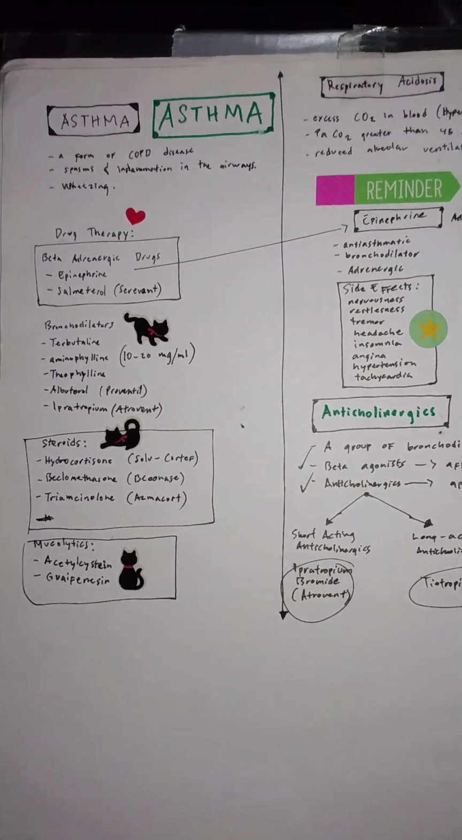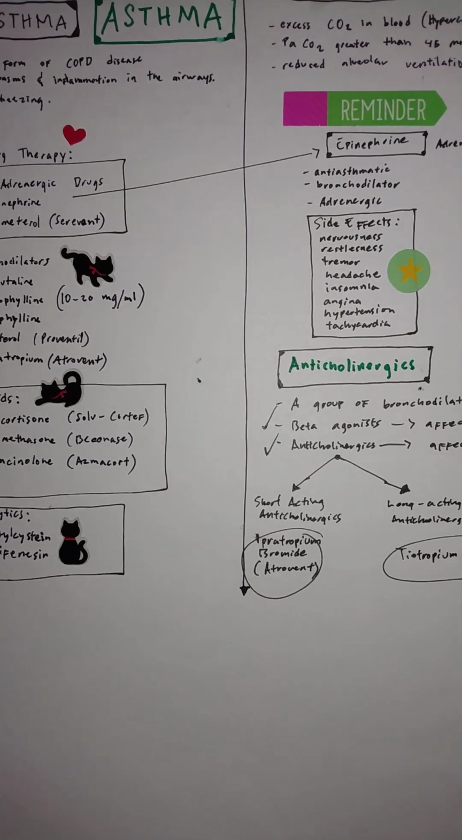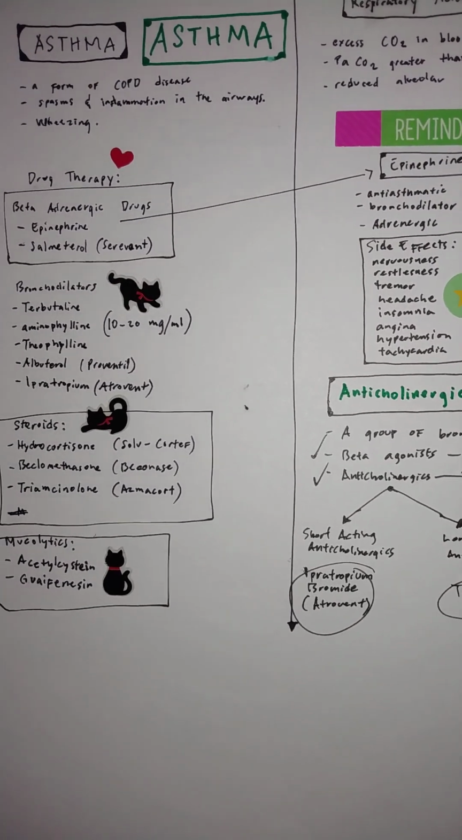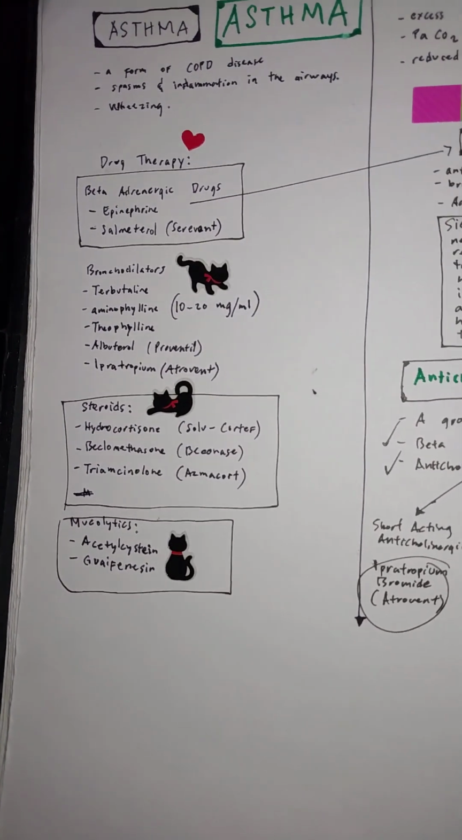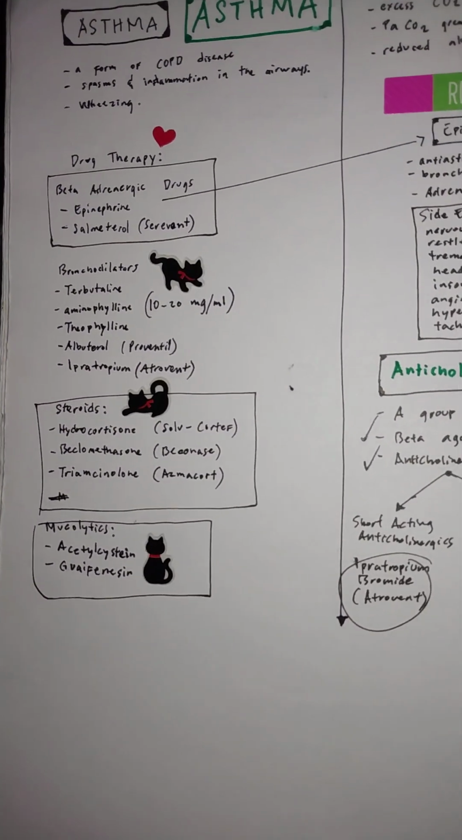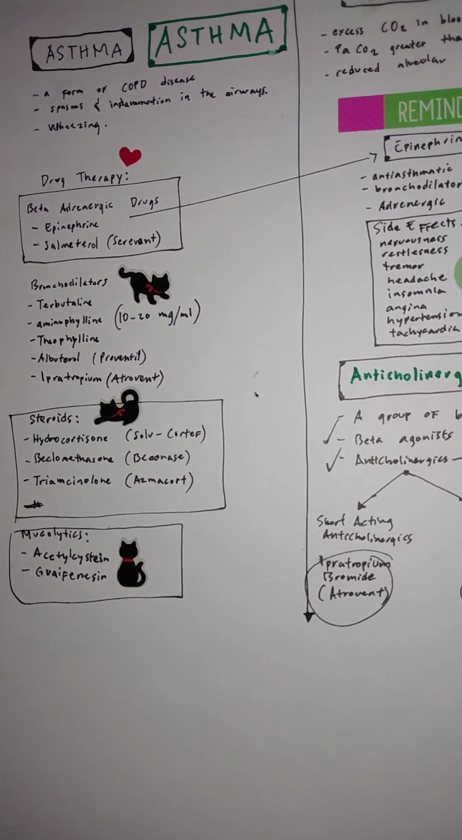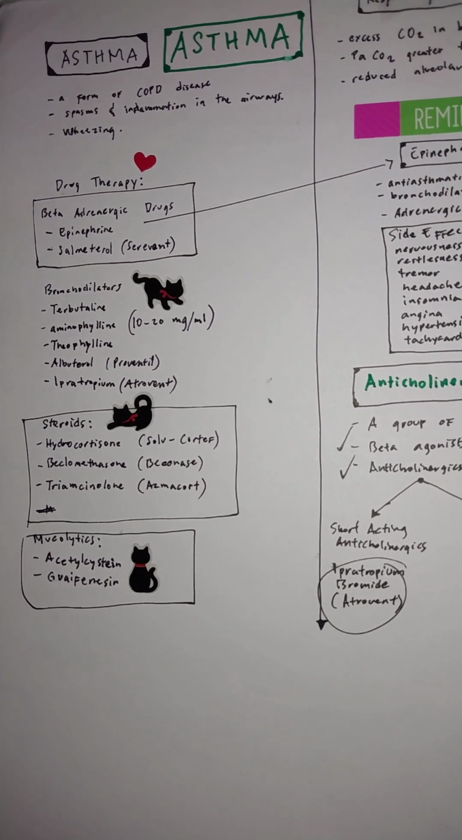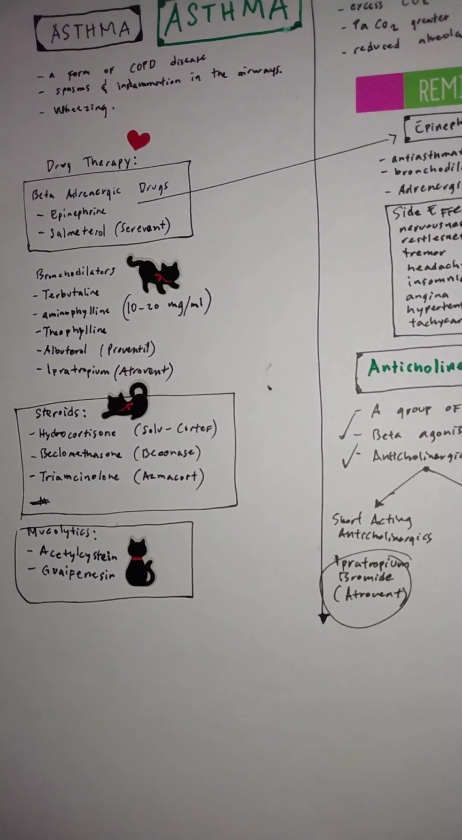Very quickly too, we can also give the patient steroids, right? The most common types for a patient with asthma that you would most likely encounter in the NCLEX are hydrocortisone, your beclomethasone, and your triamcinolone, right, or Azmacort.